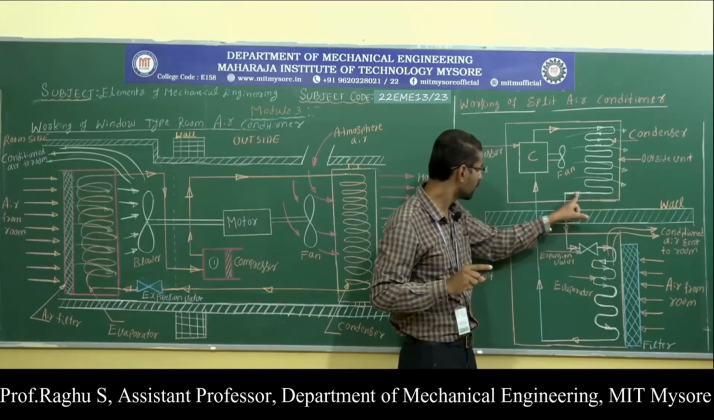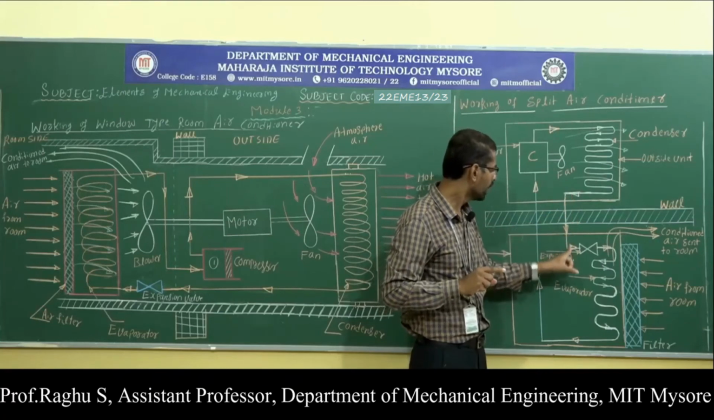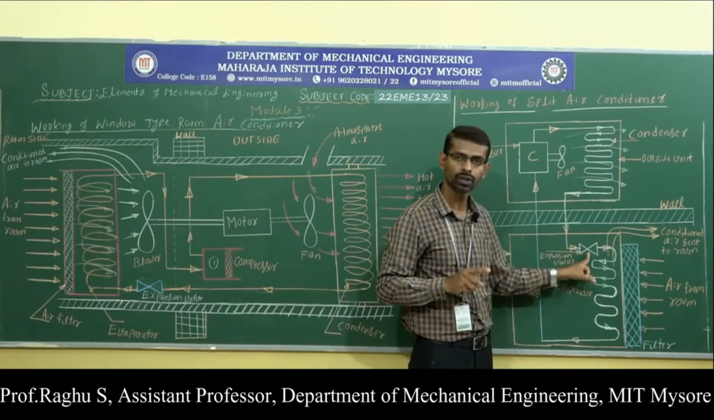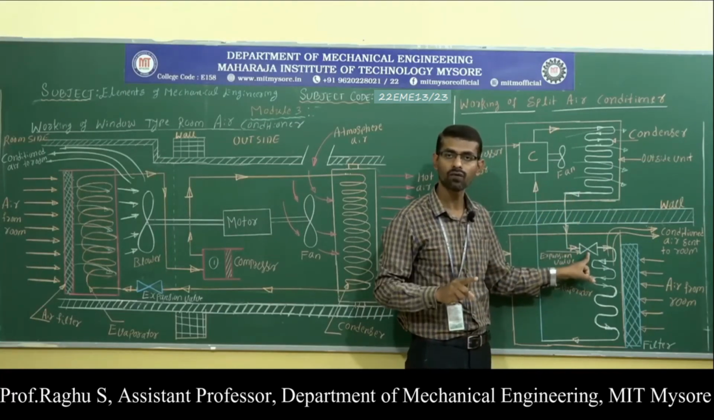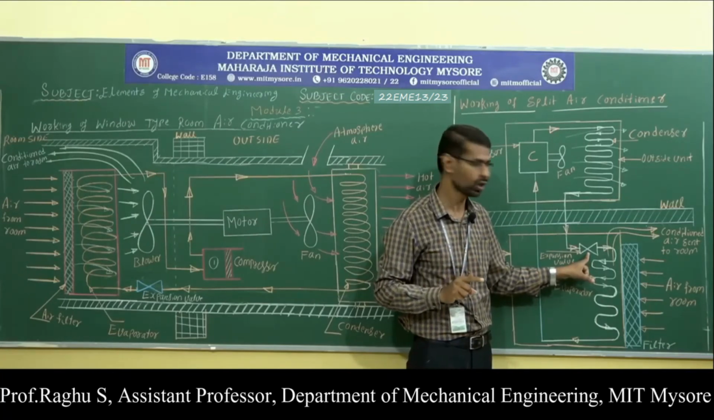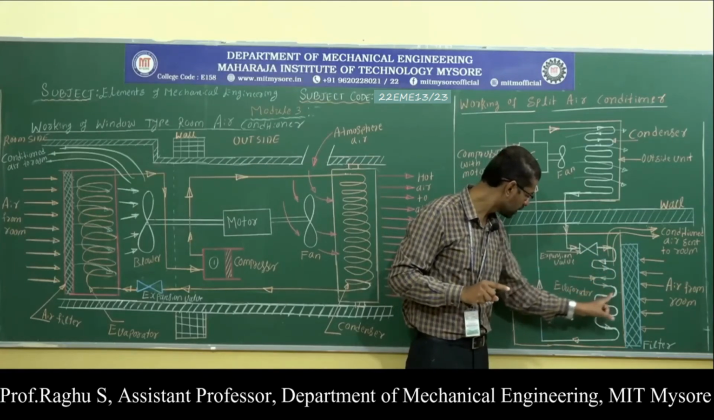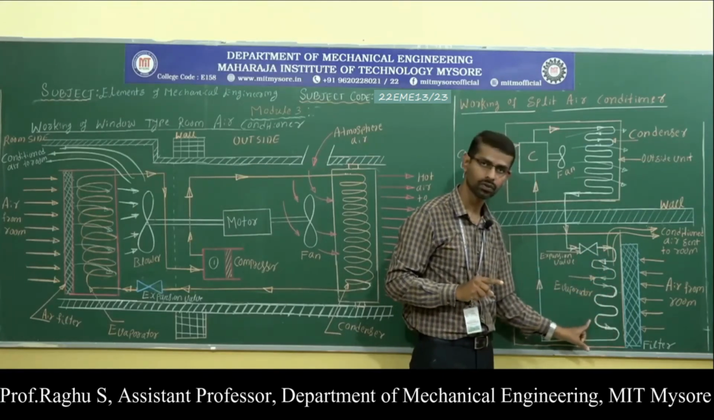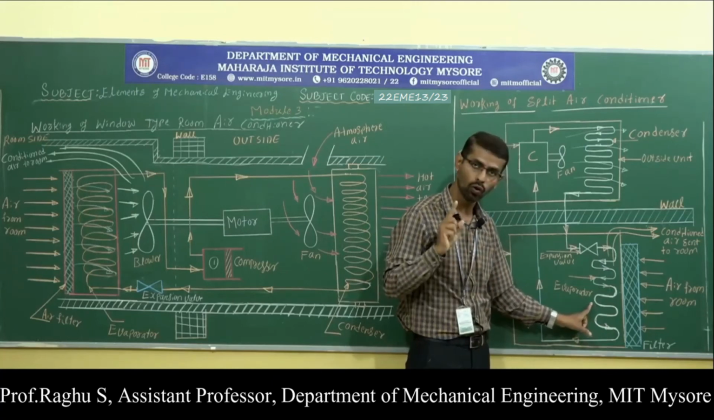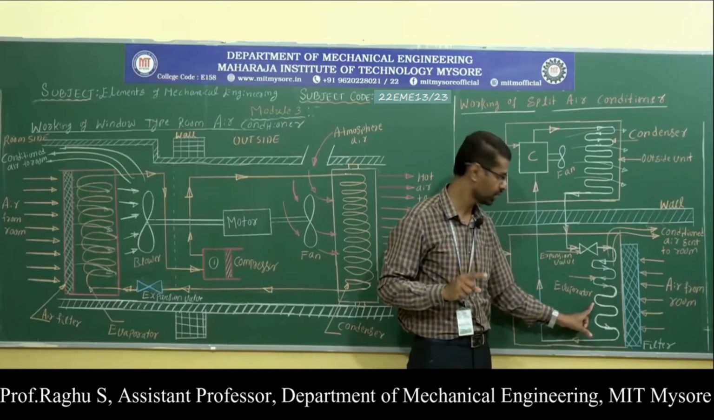Now the liquid refrigerant from the condenser enters into the expansion valve. In the expansion valve, expansion of the liquid refrigerant takes place. Due to expansion, pressure and temperature get reduced to a lower value. Now the low pressure and low temperature liquid refrigerant enters into the evaporator. Now in the evaporator we have cold refrigerant.